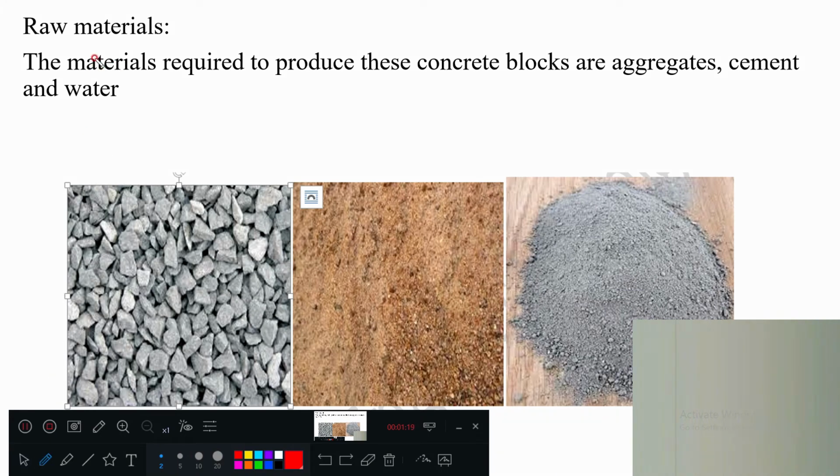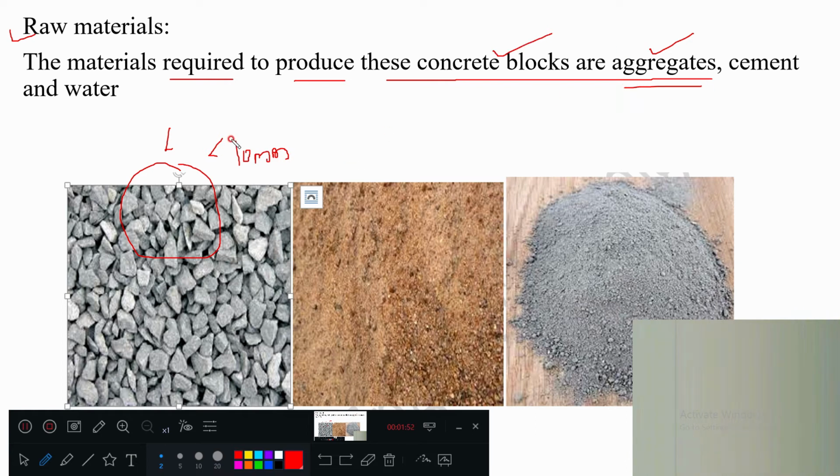Now, for the purpose of preparing these cement concrete blocks, what are the raw materials? The materials required to produce these concrete blocks are aggregates. As usual, the first one, aggregates, we generally use. But there is a limit for size. Generally, less than 10 mm size is used for the preparation of cement concrete blocks. We are using aggregates of nominal size less than 10 mm or preferably 6 mm.